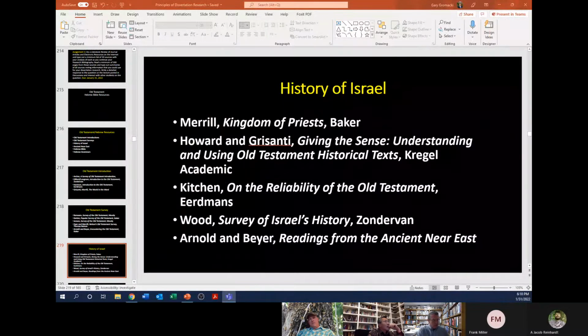All right, so we're looking at Old Testament resources. We've talked about introduction and survey. This book here by Merrill, Kingdom of Priests, History of Old Testament Israel. Again, if you're teaching the historical books, I definitely would want you to consider using that as a textbook. Definitely a college and/or seminary level textbook.